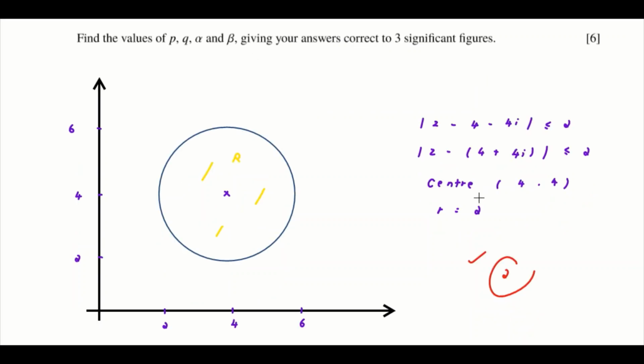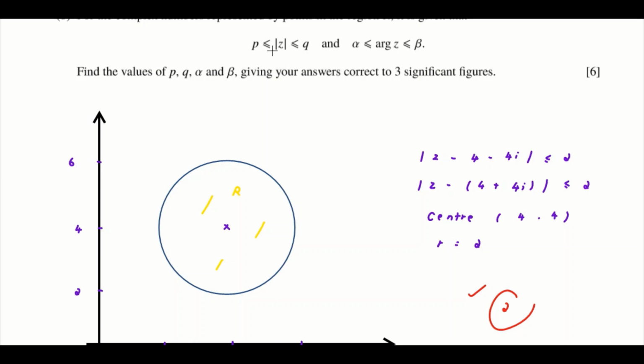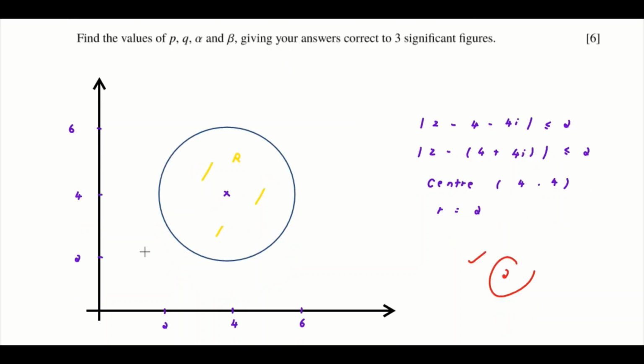Okay, let's look at the first part first. The question says that the modulus of Z is in between P and Q. So P is the shortest magnitude that you have, Q is the maximum magnitude that you can have. Normally when we talk about magnitude, for example, if we have a point here, 2, 2, the magnitude for this point is the distance from the origin to the point. Am I right? So that's why you do 2 squared plus 2 squared, then square root.